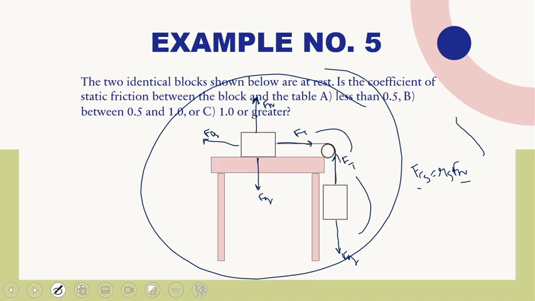We also know that the block's normal force is equal to the block's weight. In other words, FFS and Fn equal each other. So if we cancel them out in our equation, we get this. We get that 1 is equal to mu s. So this fits on the third answer choice, C. But how do we justify the greater than 1.0 part of this answer choice?